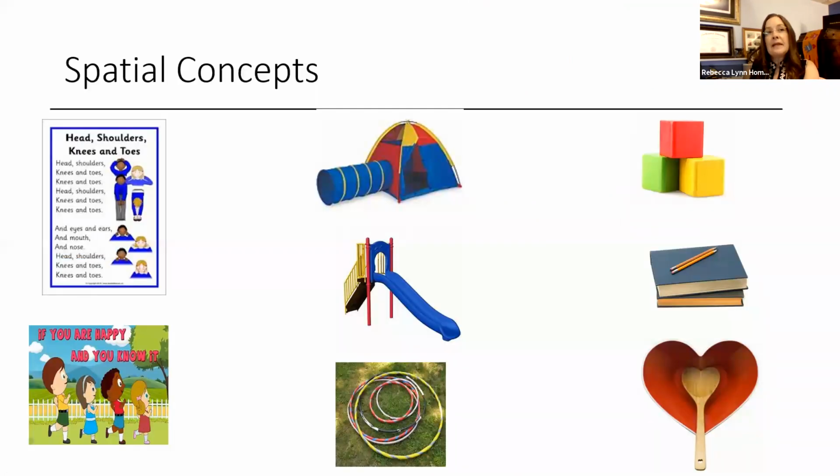So again, let's think about spatial concepts. And we'll just review that our spatial concepts are built in a hierarchy from body to body to body to object to object to object. And so one of the things that we might do early on is head and shoulders, knees and toes, right? It's a great song. Everybody knows it, and you can add in your eyes and your ears and your mouth and your nose and any other body part that you want, and your child can touch that on themselves.